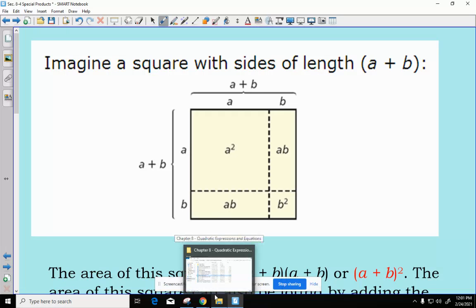Do you know what a perfect square is? Anything that has an identical factor is a perfect square. What's your perfect square at the beginning of every one of your answers? X squared. What are the two identical factors that created it? X and x. That's how you get the x squared.